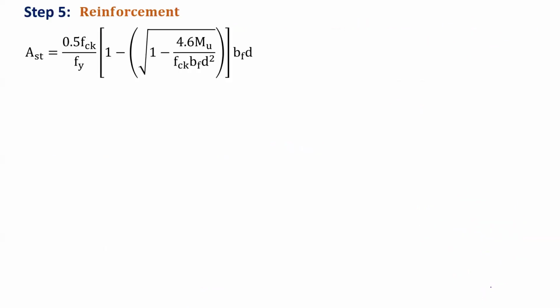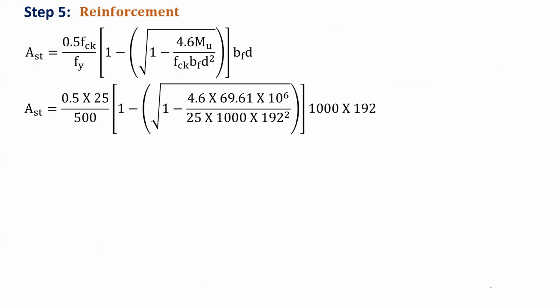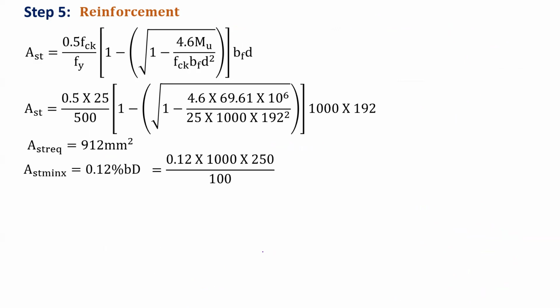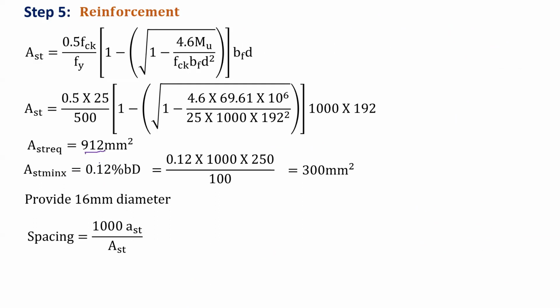Then we have reinforcement. This is simple 0.5 FCK upon Fy, and then we have substituted this value of Mu. Now here we have to consider B as 1000 into 192 square. And we have this value AST required 912 mm square. AST minimum is 0.12% BD, and then we have 300. So we have to provide AST 912 mm square. And then we have 16 mm diameter bars, so we have to find spacing.